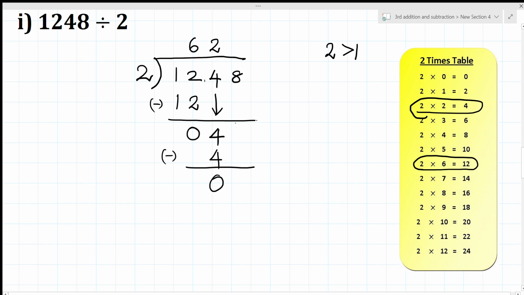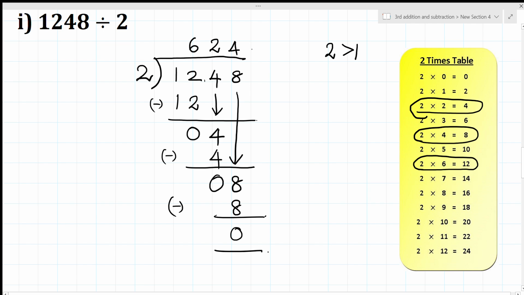Now we have 8. Bring down the digit 8. Look at the table. Do we have 8 in the 2 table? Yes, we have. 2 4s are 8. So exactly we have 8 in the table. So 4 times 2 is 8. 8 minus 8 is 0. Yes, we got the answer. 624 is the quotient and 0 is the remainder.